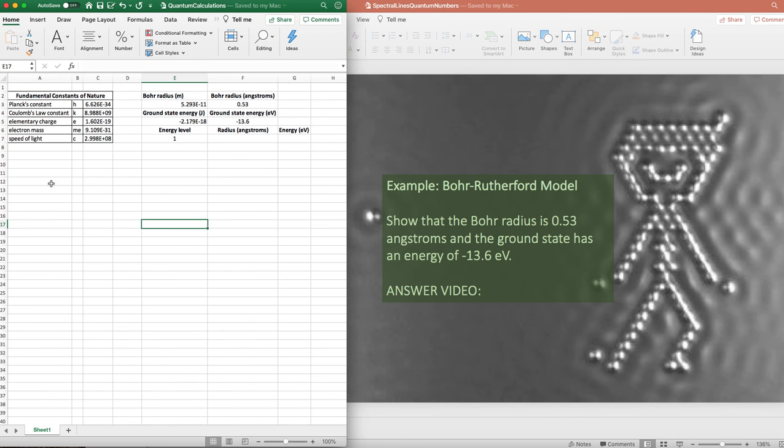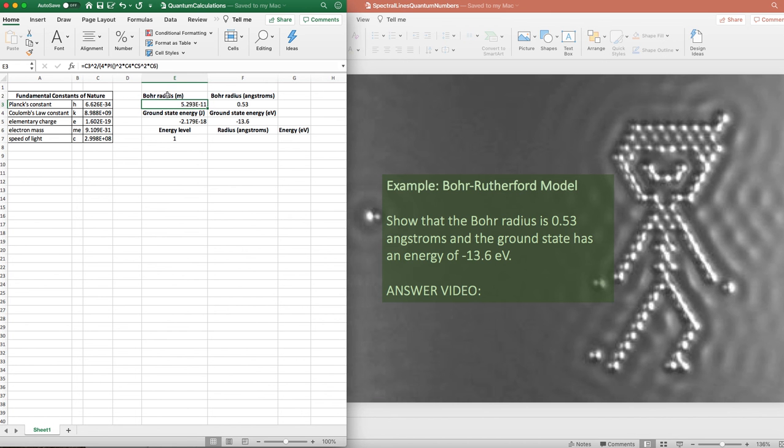So we have the constants of nature that we'll be using: Planck's constant, Coulomb's law constant, the elementary charge, electron mass, and speed of light. And then over here I've started some formulas to show you that the Bohr radius works out to be 0.53 and that the ground state energy works out to be minus 13.6. But I'll show you the details of those by clicking on the cells.